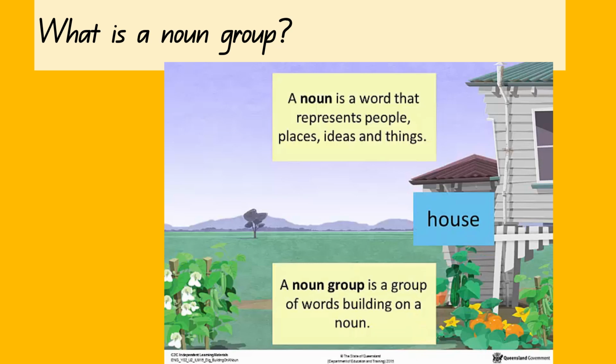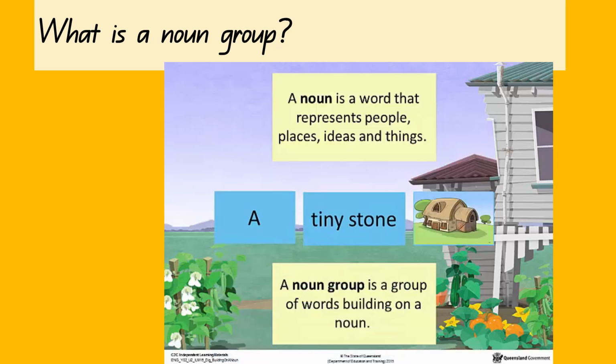Look at the word house. House is the name of something. It is a noun. What do you think of when you read the word house? We can describe a house in this way. A tiny stone house. The word a is called an article. It leads us to the noun and helps to explain it.